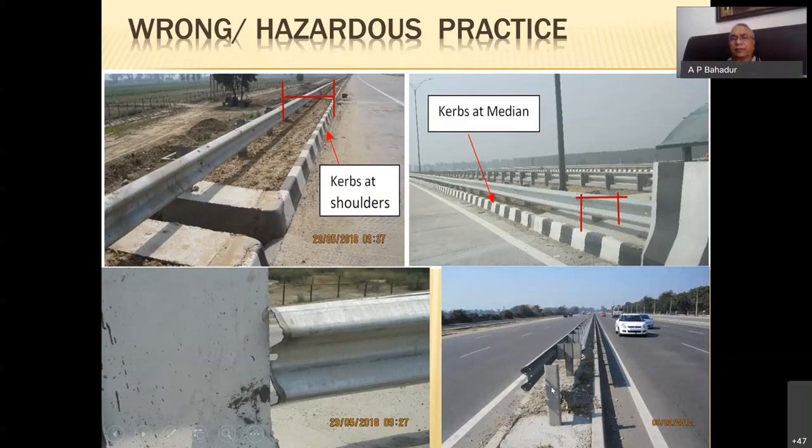This is another very common mistake: if this is the width of the median, then you are providing the barrier in the middle of it. Again, same thing. These are barrier curbs, mind you. So the vehicle will strike against that and then recoil back or whatever is to happen. So in a very cynical manner, one can say that the designer is saving the expensive part of the road infrastructure at the cost of a few lives.